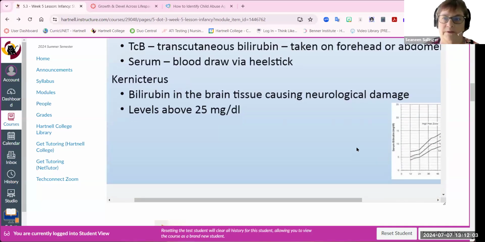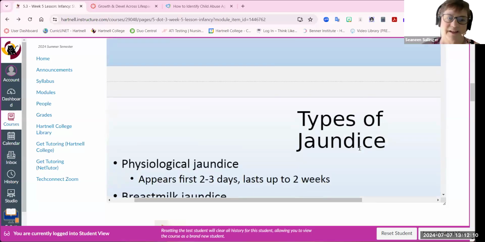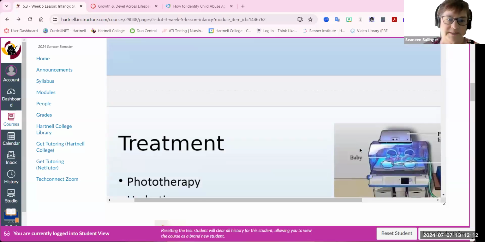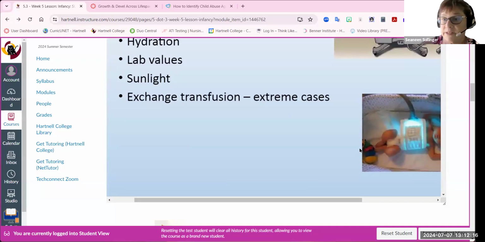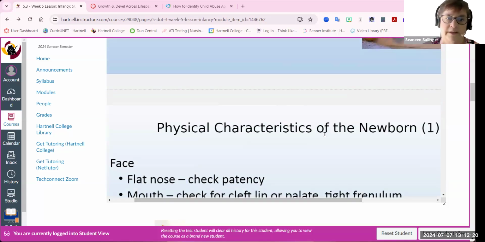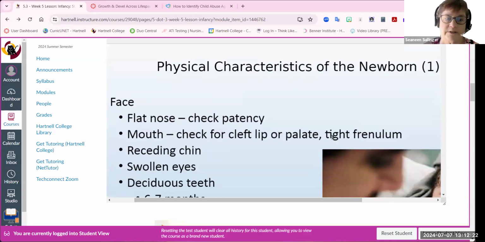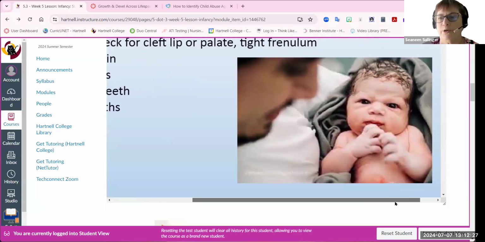So here's talking about jaundice. A lot of this is if you want to know about it, if you have questions or you've ever thought about it, different types of jaundice. This is how you treat it with the phototherapy. Some of you may have experienced this with your children, and so maybe this will give you a better understanding of that. More physical characteristics in terms of, hello, little cutie pie.